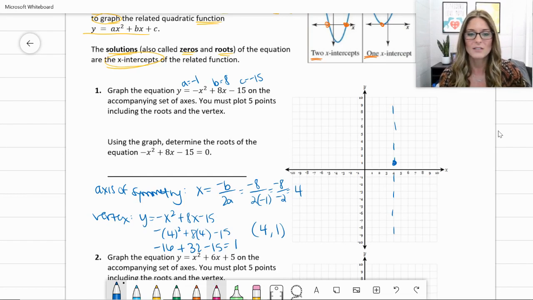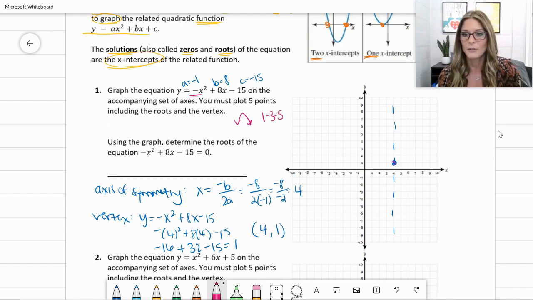Just to review as well, because our parabola has a negative in front, I know it is a frowny face, and its leading coefficient is negative 1. So I could use the 1, 3, 5 rule to help me graph. From your vertex, 1, 3, 5 means you would go over to, say, the right 1, down 1. Over 1, down 3. Over 1, down 5. And then you can reflect from there to give you the rest of your parabola.